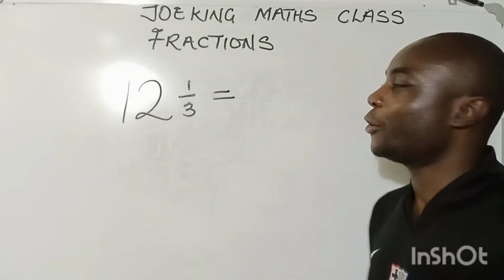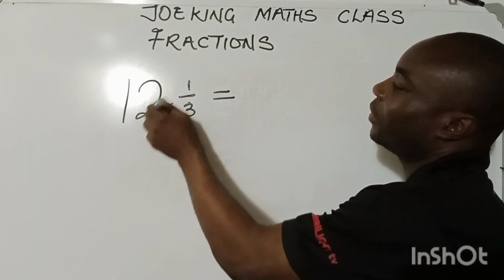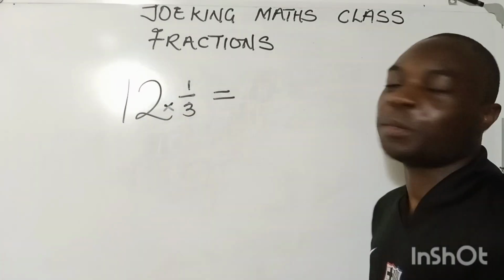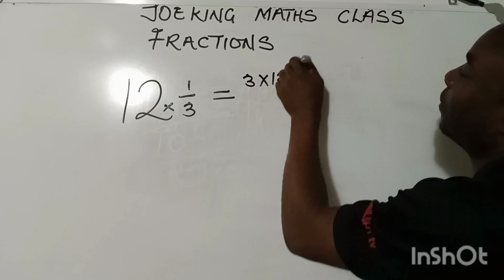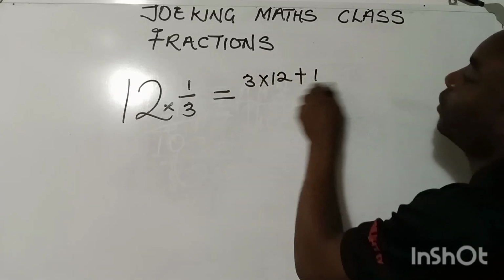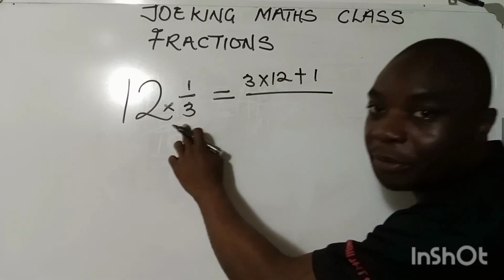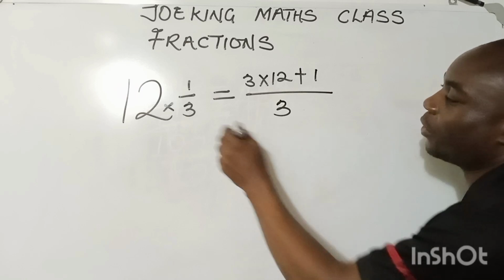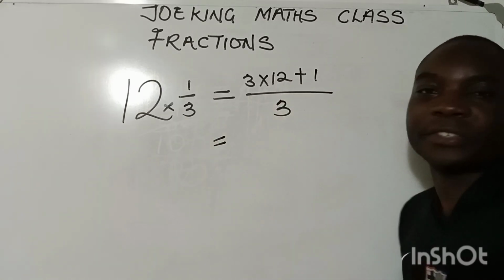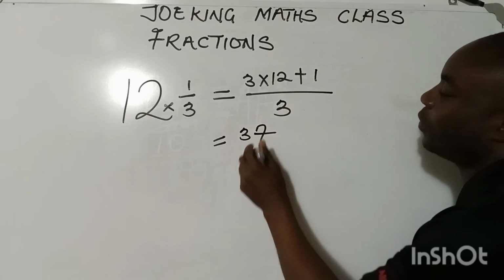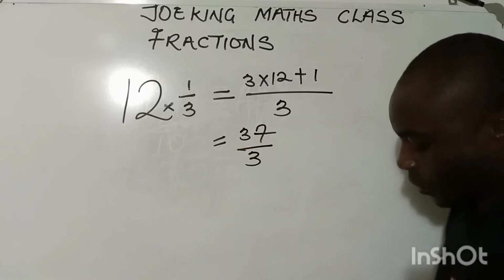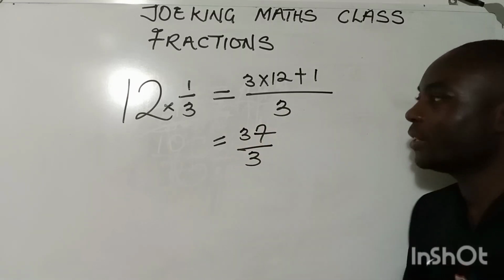It's pretty simple. All we need to do is say 3 times 12, then the answer we get plus 1. 3 times 12 plus our numerator, which is 1, then divided by our denominator, which we'll bring down. So 3 times 12 is 36. 36 plus 1 is 37. Then we'll bring down our 3. So our answer is 37 over 3.